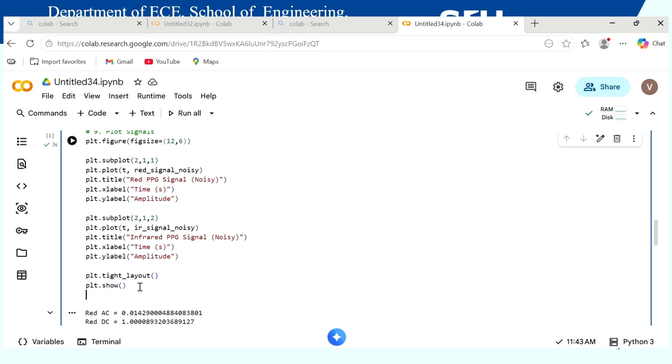plt.tight_layout. So what it means is it adjusts the spacing between the graphs. Then plt.show is displaying the graph.